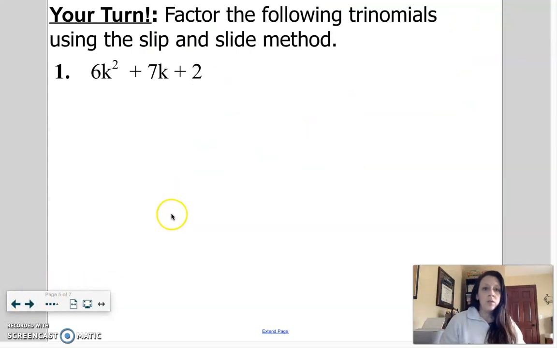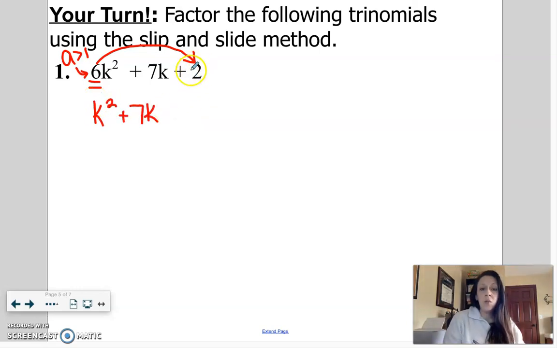Okay, so slip and slide method again. So we have to use it. Remember, you have to use slip and slide when you have a number at the beginning that's bigger than 1. Okay, so this number is bigger than 1, so we have to do slip and slide. So let's go to the first step, slip. So slip means slip the beginning number to the end and multiply. So 6 times 2 is 12.